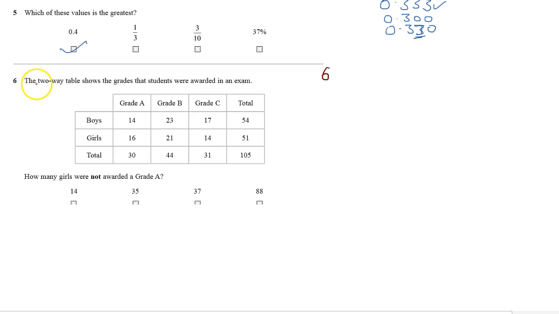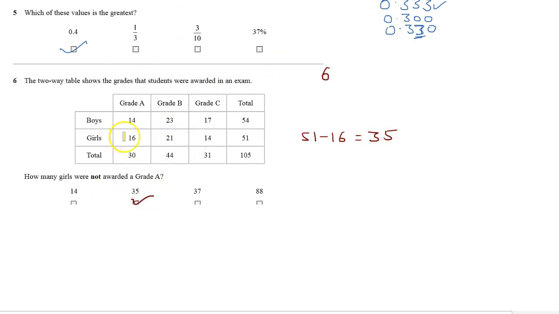Question number 6. The two-way table shows the grades that the students were awarded in an exam: grade A, grade B, and grade C. How many girls were not awarded a grade A? How many girls are there? Total girls 51. And how many were awarded grade A? 16. So 51 minus 16, that is 35.